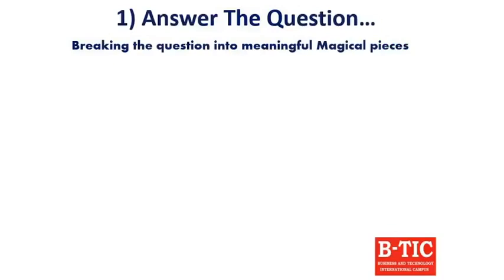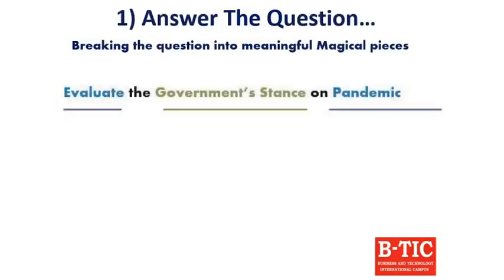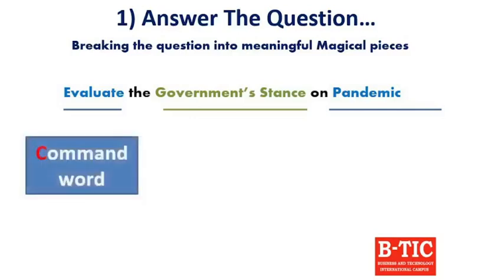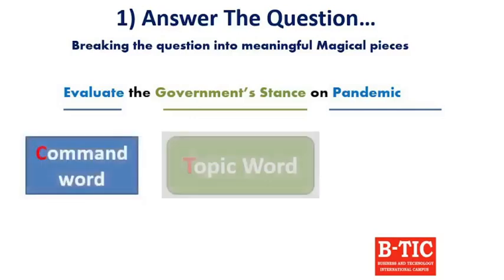Let me take an example to analyze this. Evaluate the government's stance on pandemic. In this question, you have to answer this question. Before you answer, you have to break this question into three meaningful magical pieces. Number one magical piece is the command word. Number two is the topic word. Number three is the scope word.